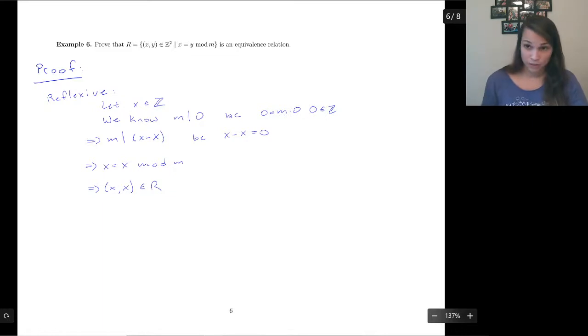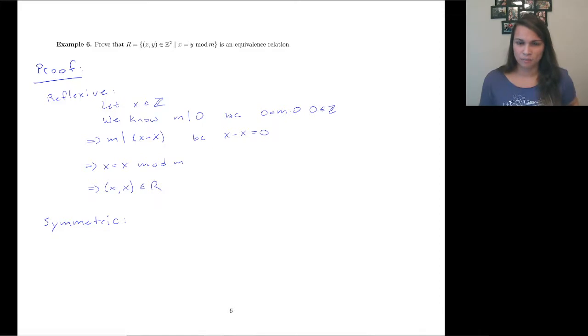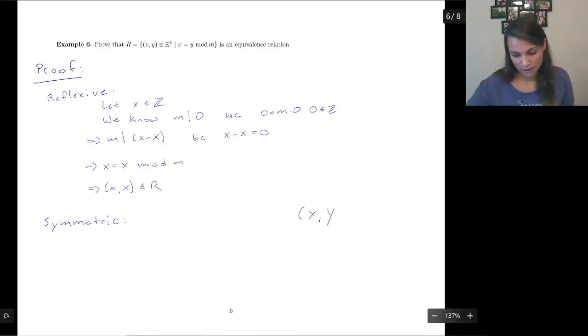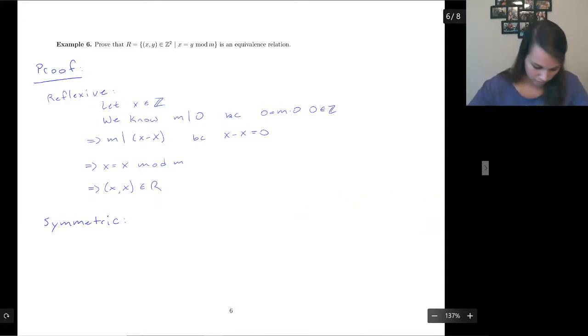Next one we're going to do is symmetric. Symmetric is a little bit different because our starting point is different. For these ones, it's mostly about figuring out how to start the proof. What is your first step? Remember, symmetric means that (x, y) in R implies (y, x) is going to be in R. So that means we have to start with this and get this is true.